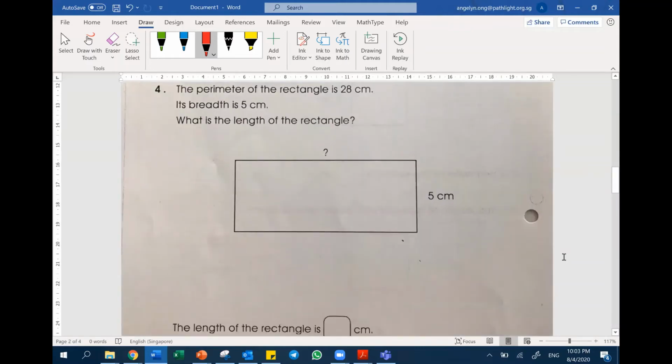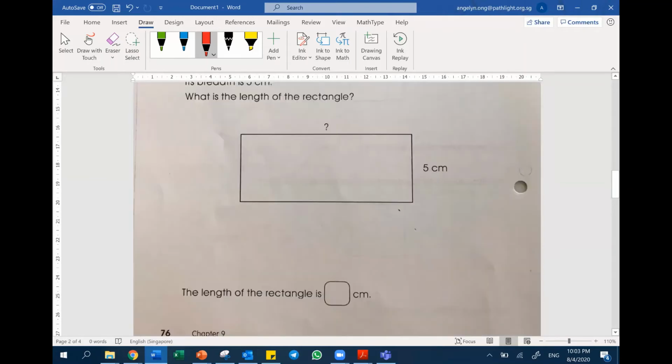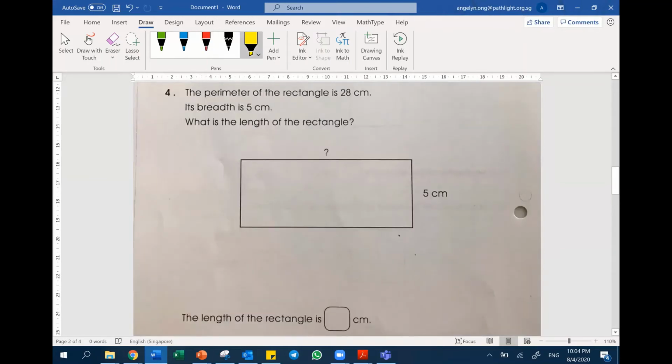Let me zoom out a bit. Okay, I'm going to read the question. The perimeter of the rectangle is 28 cm. Its breadth is 5 cm. What is the length of the rectangle?